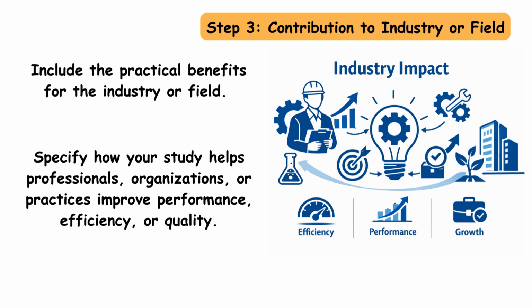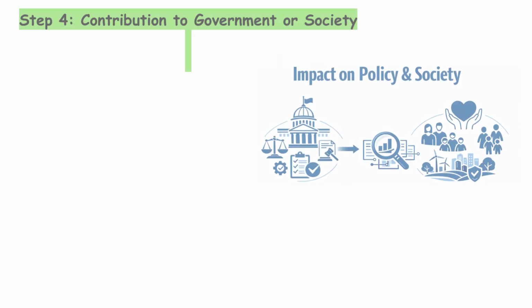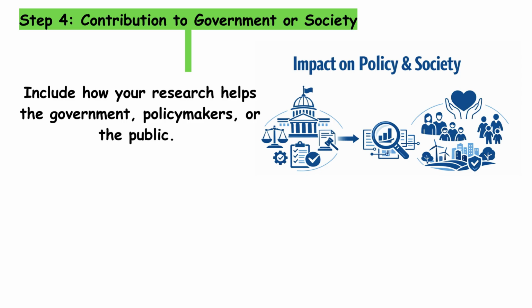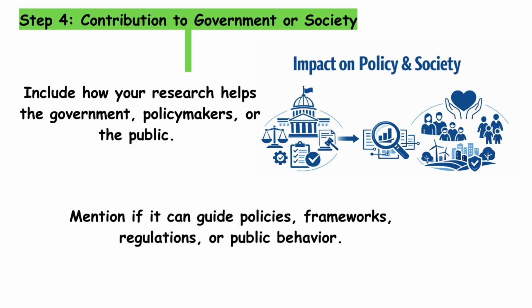Specify how your study helps professionals, organizations, or practices improve performance, efficiency, or quality. Step 4. Contribution to government or society. Include how your research helps the government, policymakers, or the public. Mention if it can guide policies, frameworks, regulations, or public behavior.